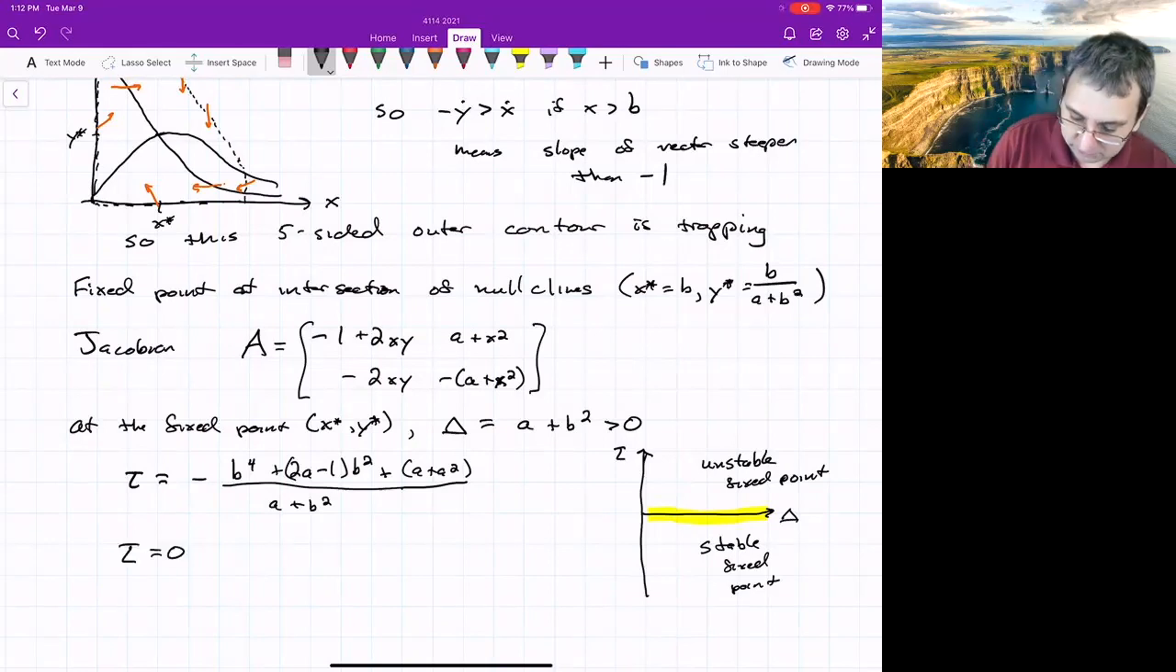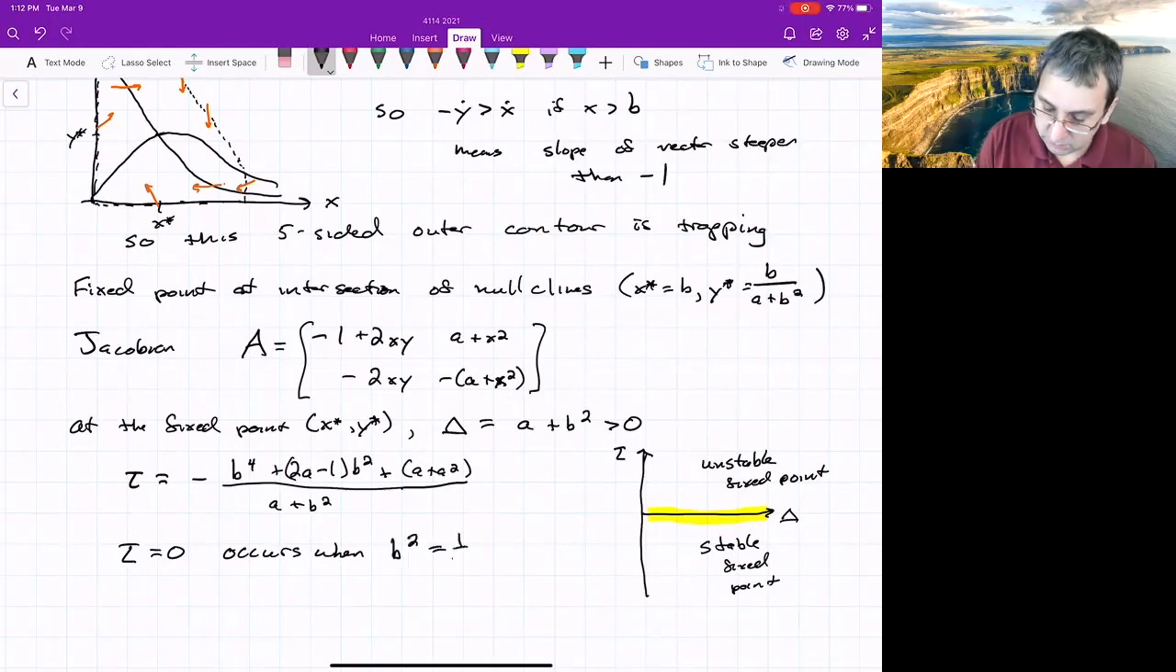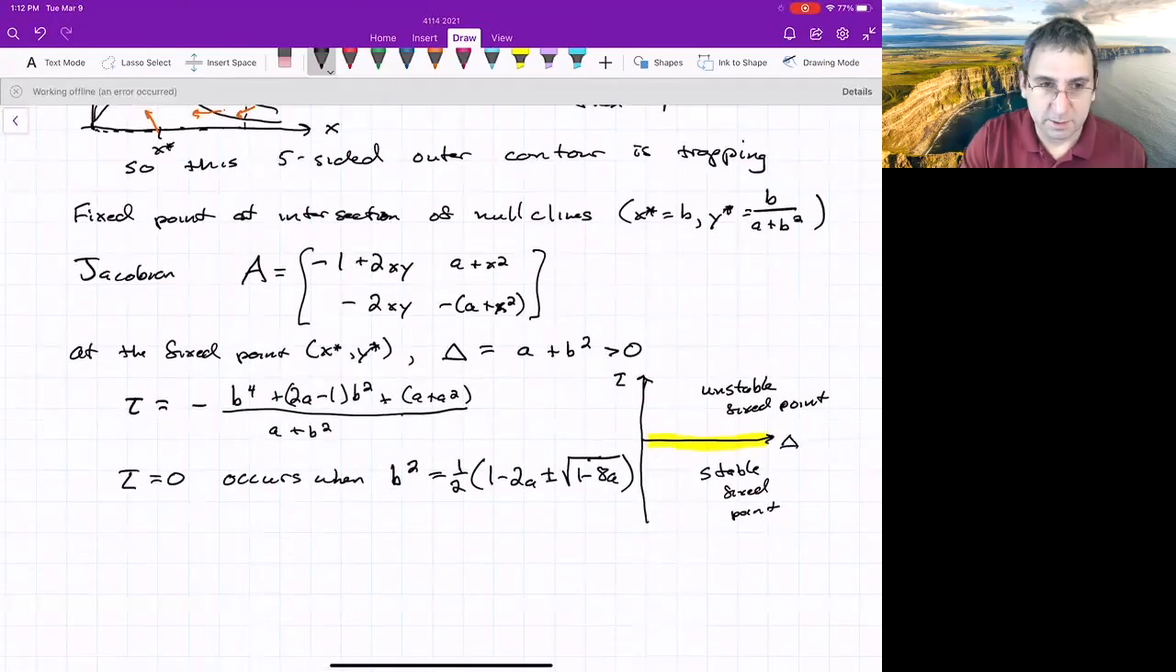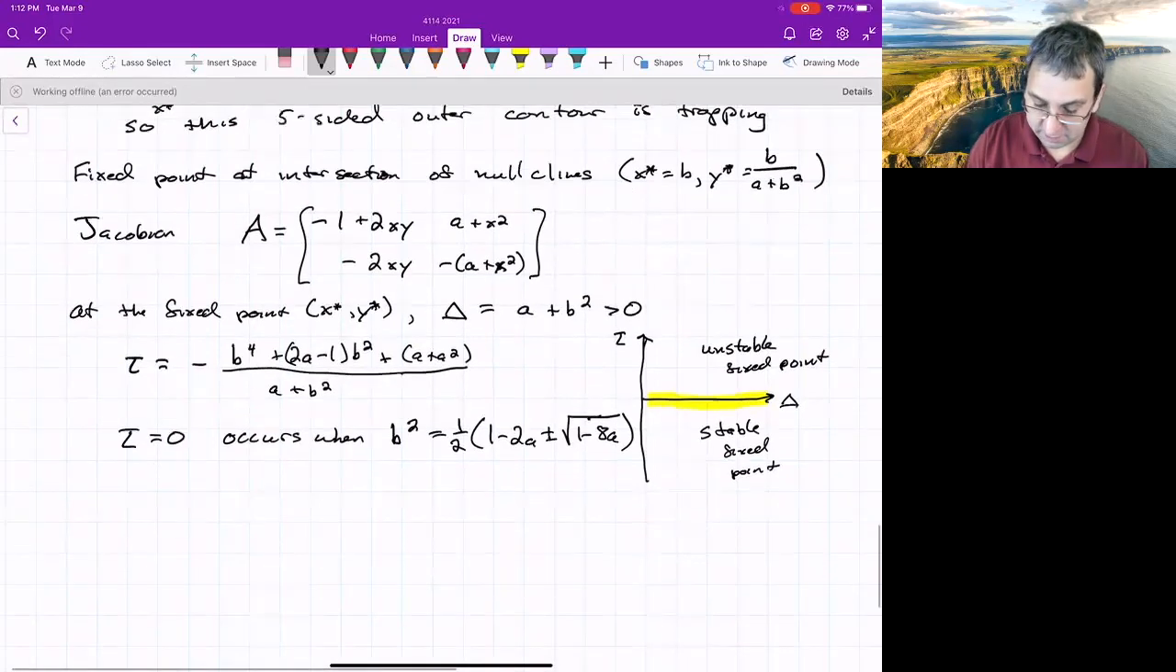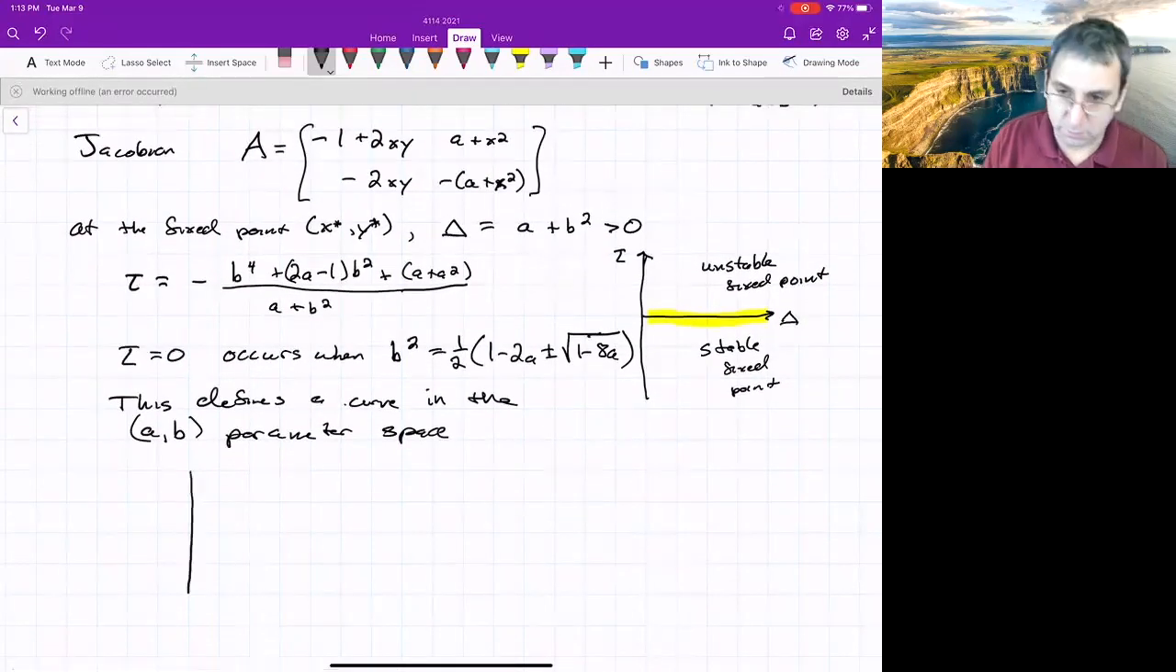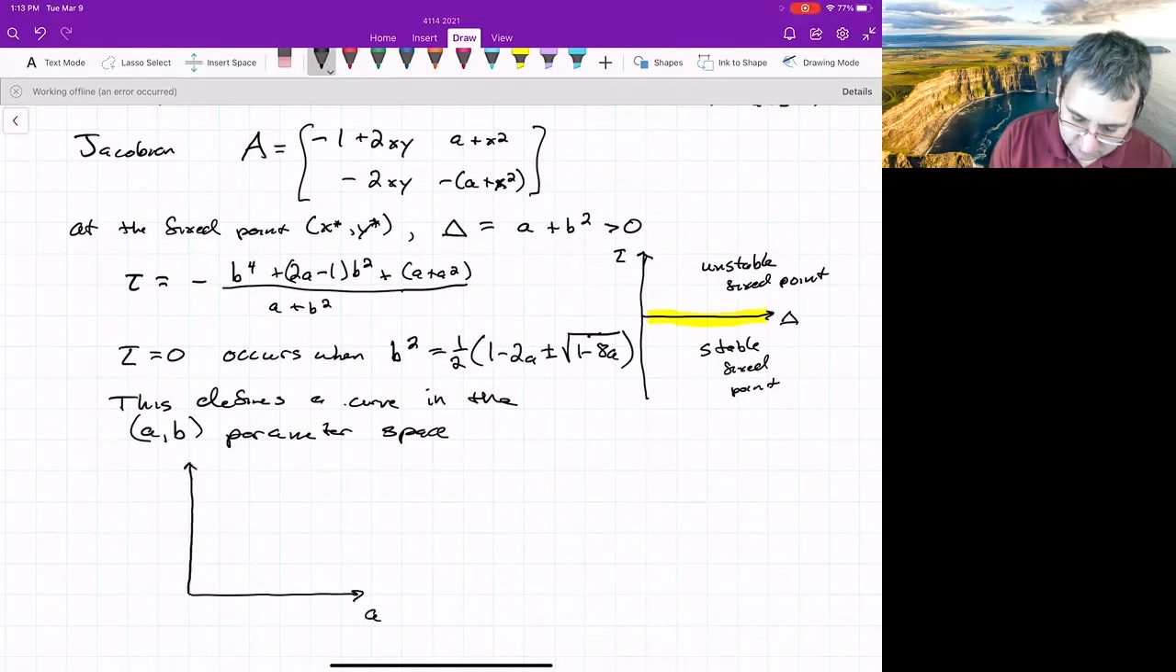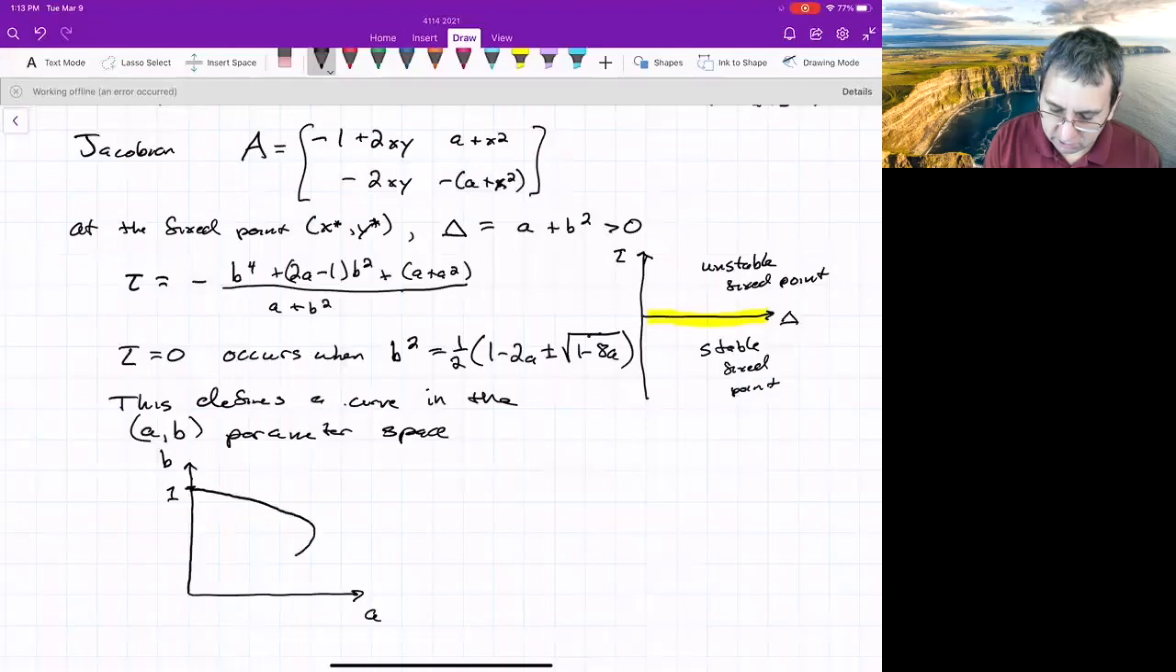We could set this equal to 0 and find out what's the dividing line. Tau equals 0 occurs when that numerator equals 0, and you could write that b squared equals 1/2 times 1 minus 2a plus or minus the square root of 1 minus 8a. This defines a curve in the parameter space of a and b that I'll sketch. Remember, they're both positive. We've got a and b. This is 1. There's some curve that has a shape kind of like this. It's kind of like a sideways parabola.